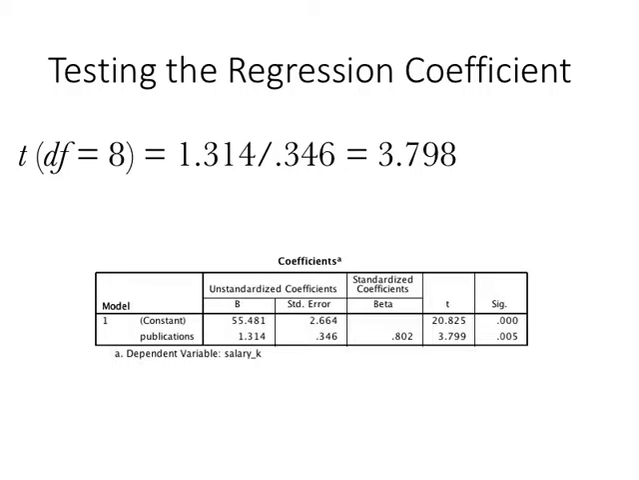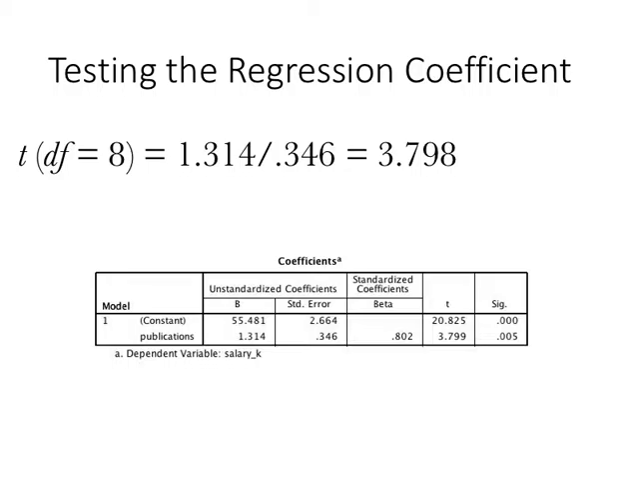Somebody, how do we interpret B? What's the interpretation of B? Explain to your mother what 1.314 is. How do we interpret B? For every increase in publication, you have an increase in wage of $1,314. Good. Mom would get that, right? She'd say, "Oh yeah, I got that."